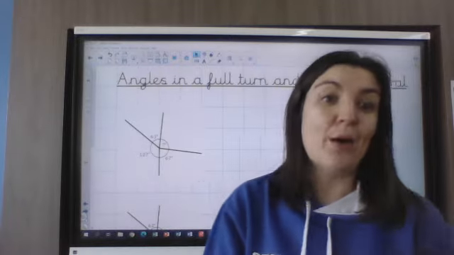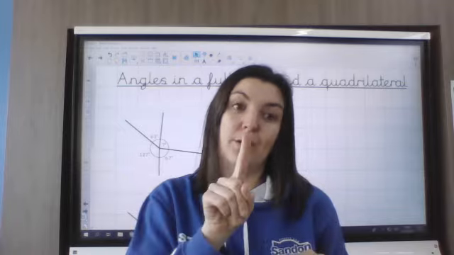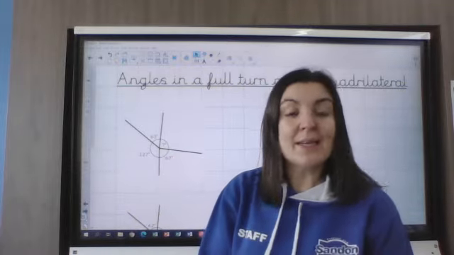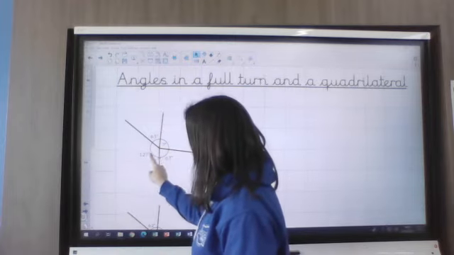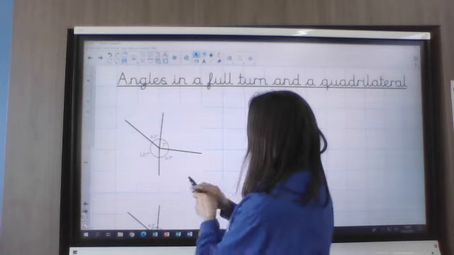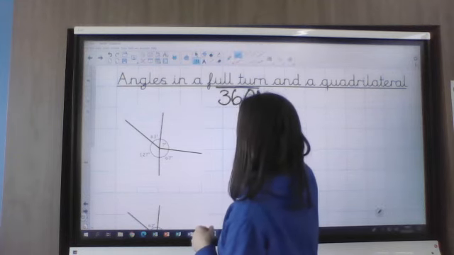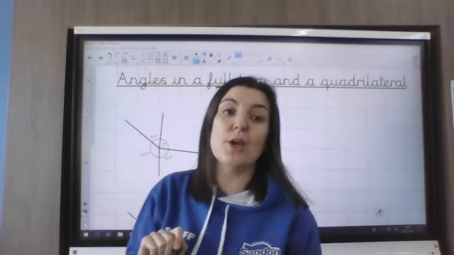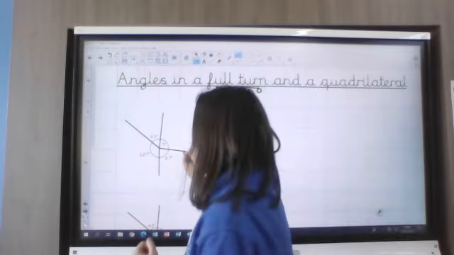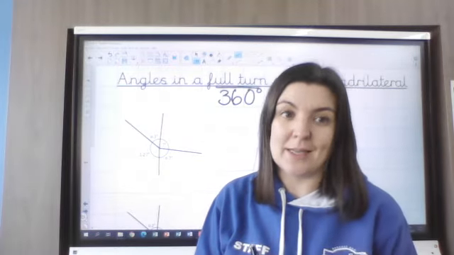So, the first bit that I want to look at is angles around a full turn. Okay, or sometimes you see them called angles around a point. Now, a full turn, okay, is 360 degrees. That's really important to remember. So a full turn is 360 degrees. So if you turn all of the way round, it's 360.